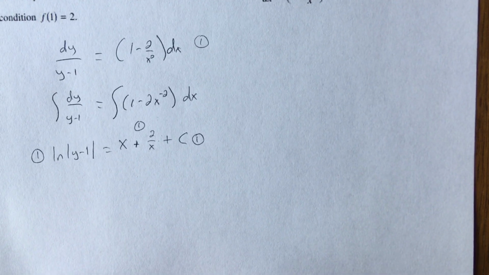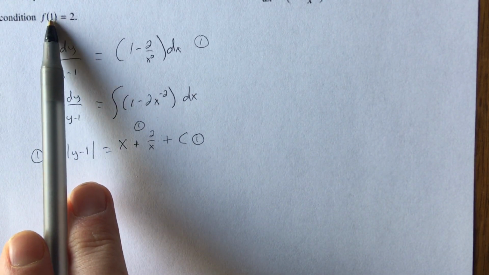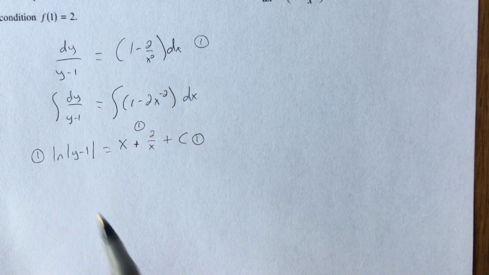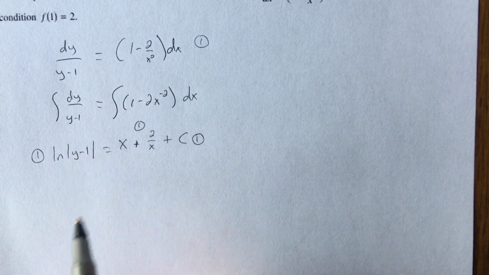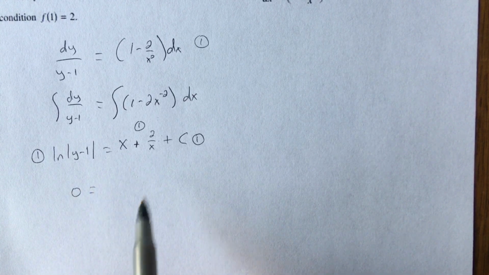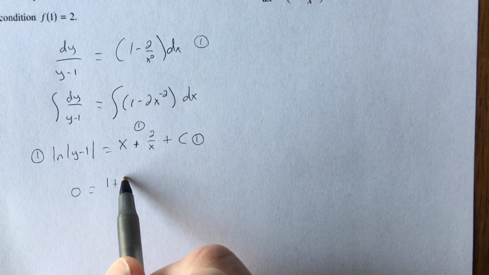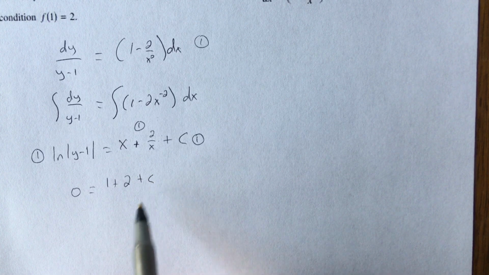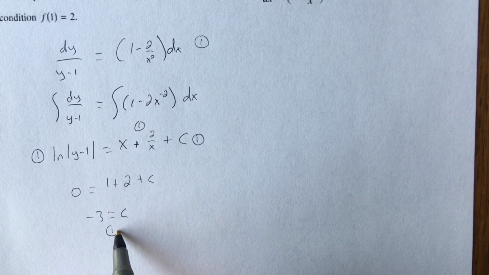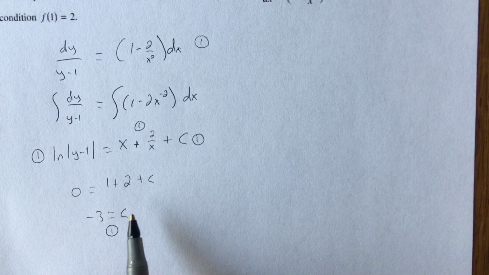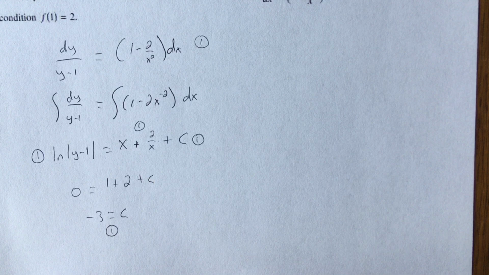So let's go ahead and do that part now. We're going to take the 1, put it in for x, put the 2 in for y. So if we put 2 in for y, it's natural log of 1, which is 0, equals 1 plus 2 over 1, which is 2, plus c. We end up with c equal to negative 3. Again, they gave you a whole other point for that back in 2014. Today, they would just make both of these 1 point.